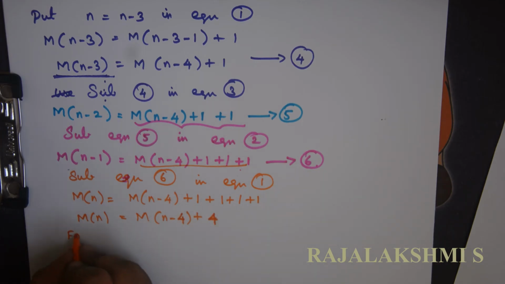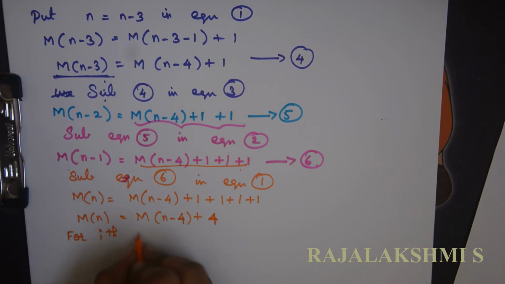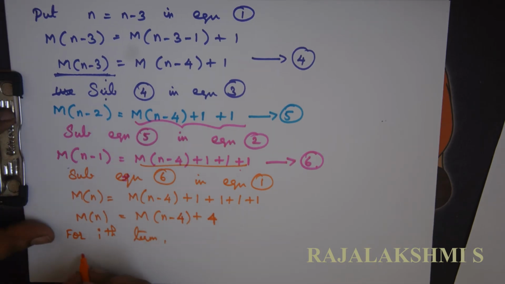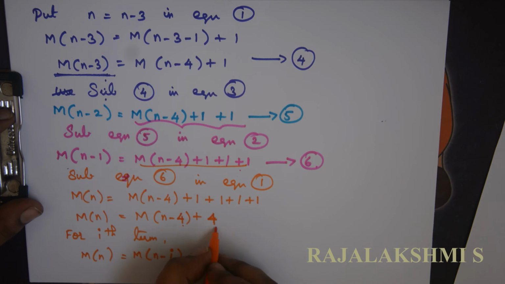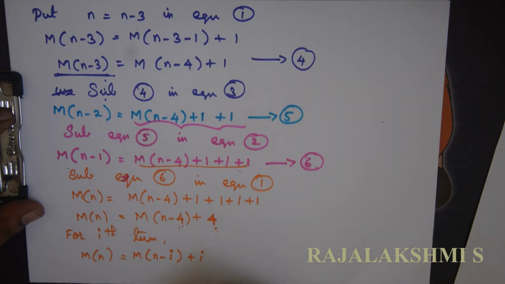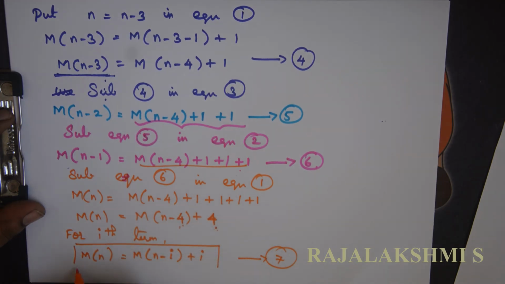Now for ith term, this can be written as m of n is equal to m of n minus i plus i, meaning that if it is 4, here it is 4, right? So if it is 5, here also it will be 5. If it is 6, here also it will be 6, and so on. So for ith term we will be having m of n minus i plus i. So now this is the generic equation. Okay, so using backward substitution we have to come up with the generic equation.